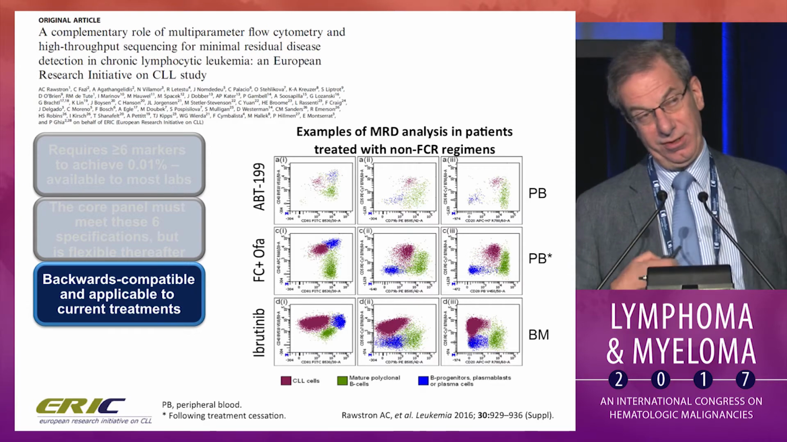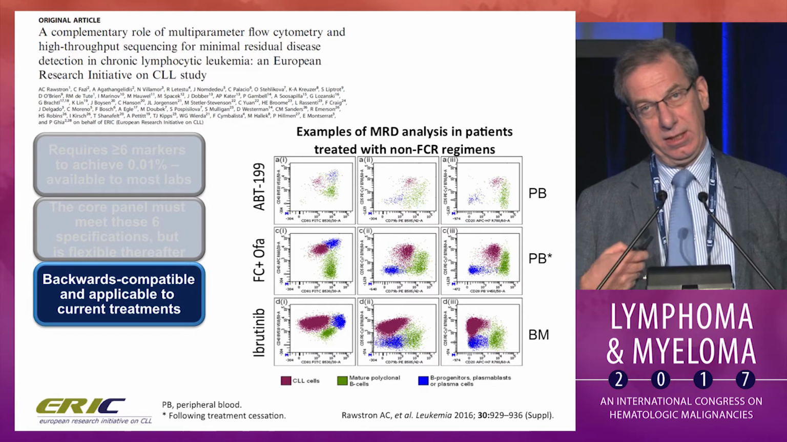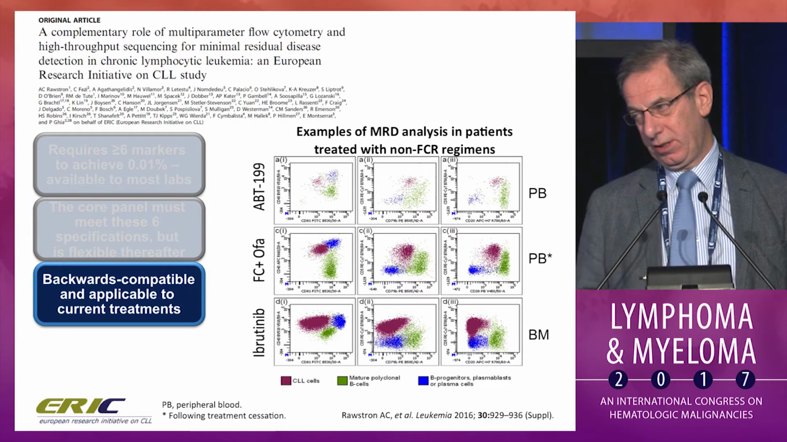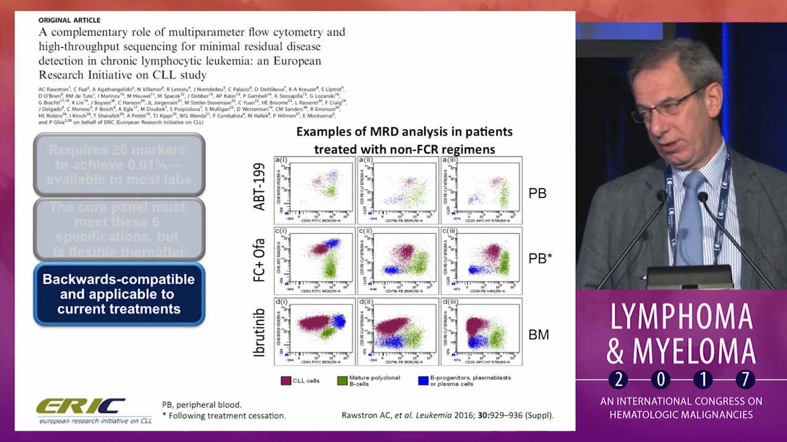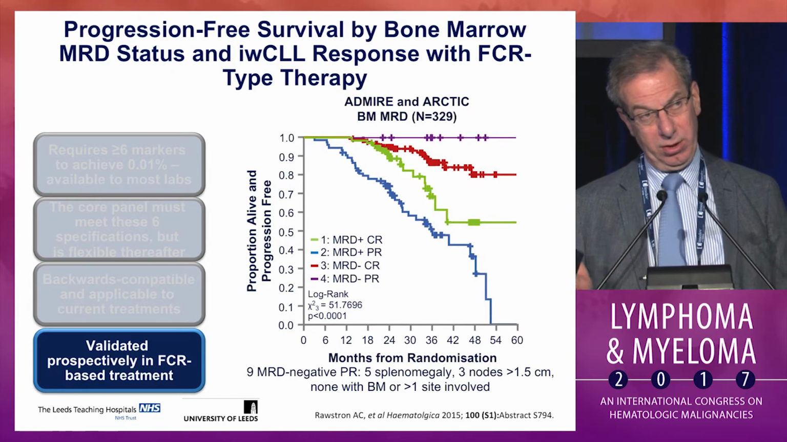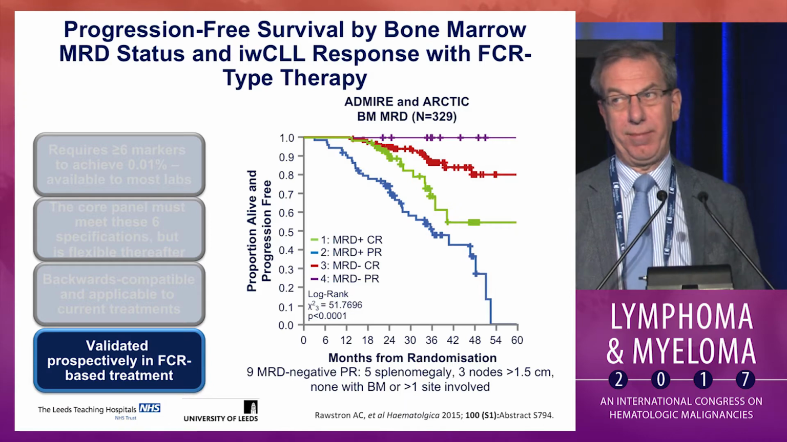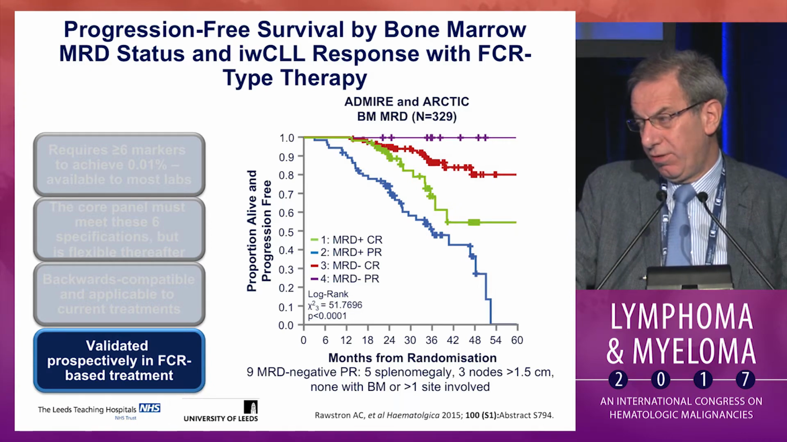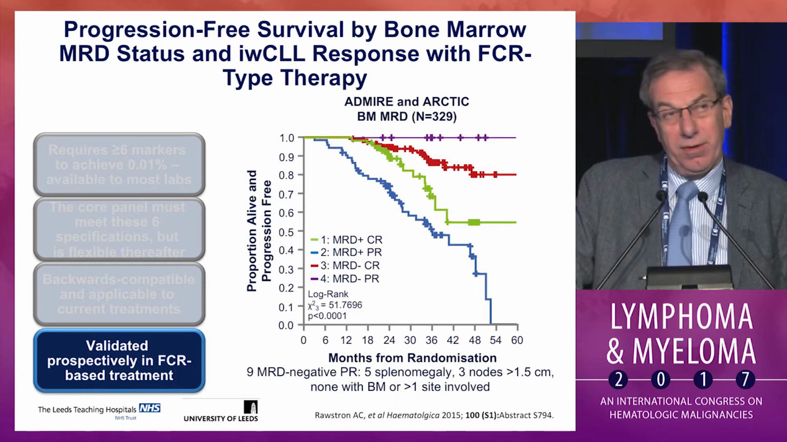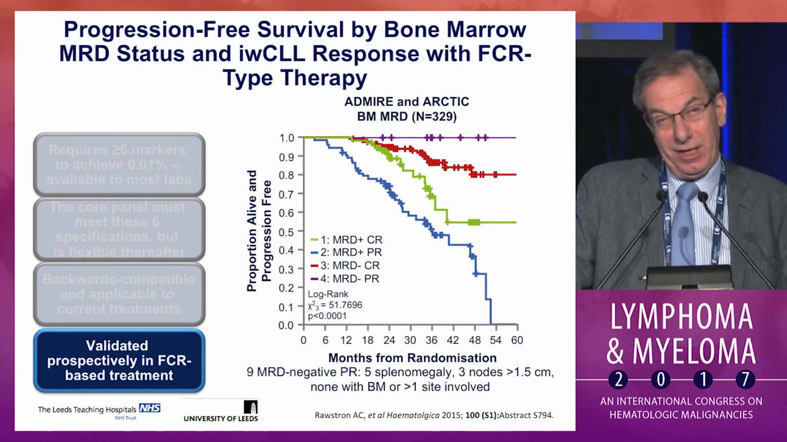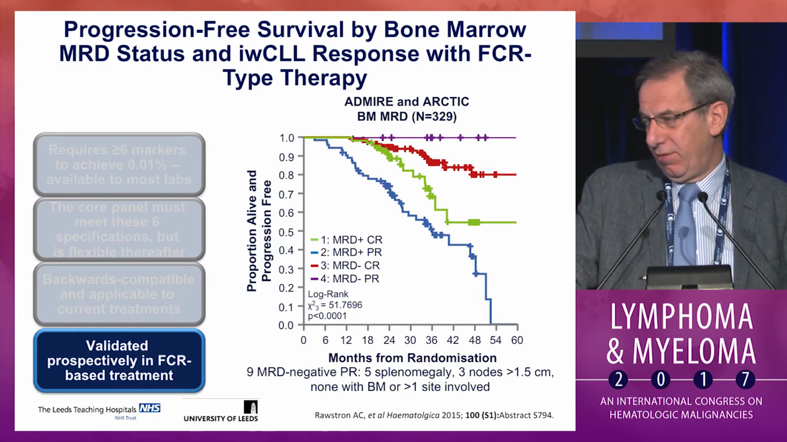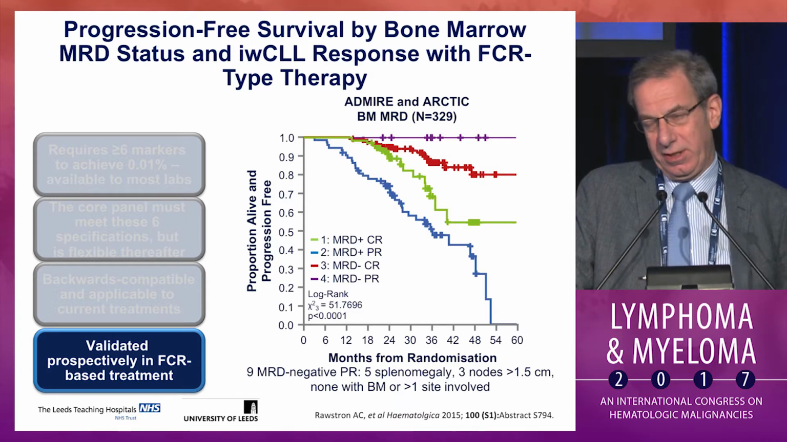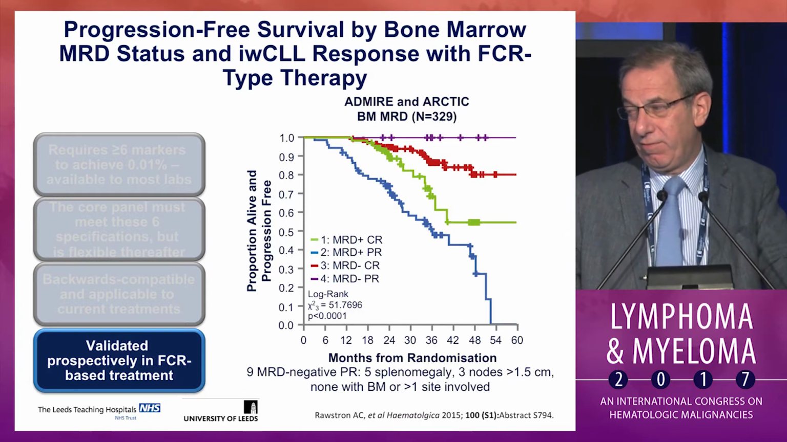And then what we have to do next is validate that in clinical trials to show that these assays are important. So this is showing those assays applied to FCR-based treatment from the UK trials with over 400 patients treated, 29 that were analysed. And you can see the top curve are the MRD negative PRs, the red is MRD negative CRs, and then you've got the greens MRD positive CRs, and then the worst are the MRD positive PRs.